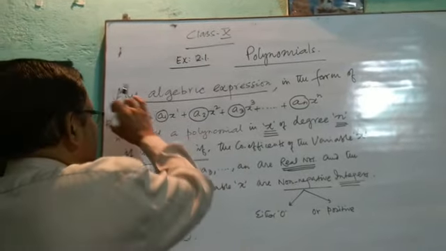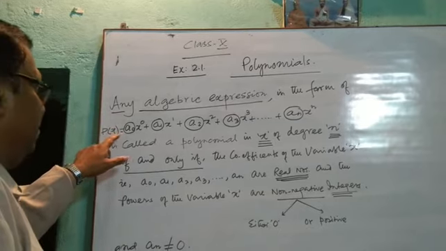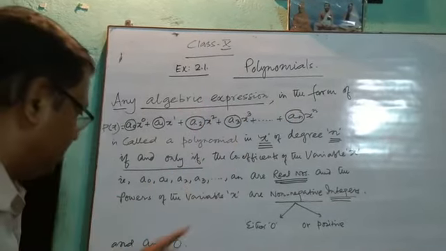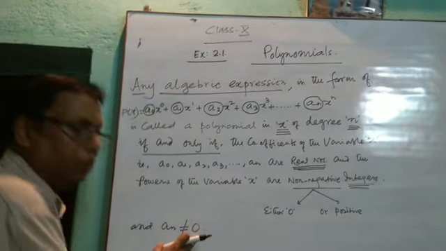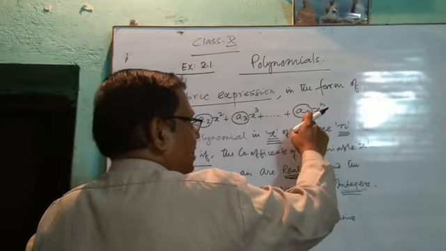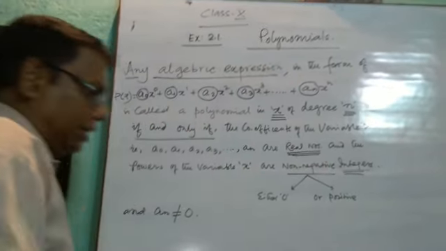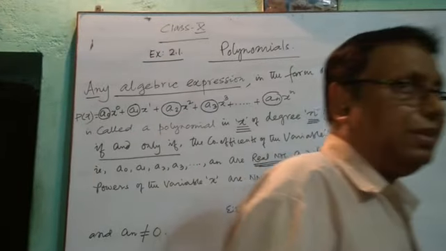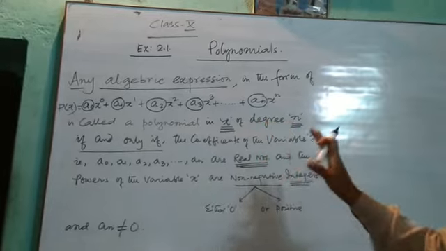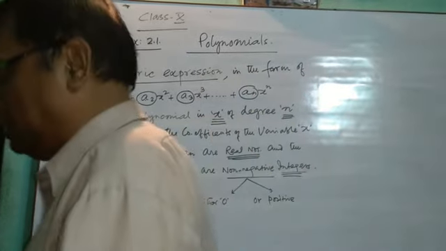If this happens, then this polynomial will be termed a polynomial in x of degree n, with one more condition, an not equal to 0. That means the coefficient of the highest power of the variable should not be equal to 0. So this is the basic definition of the polynomial, dear students. You must go through it. You must try to understand each and every word that I have written in this definition.